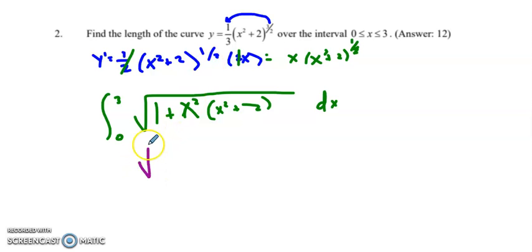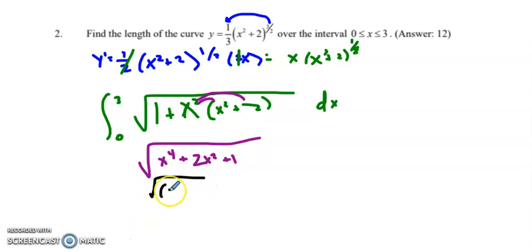And within this square root, we're going to have to multiply out, distribute the x squared first, so you're going to get x to the 4th plus 2x squared plus 1, and then that factors nicely, still under the square root, to x squared plus 1 all squared, which once I remove the square root, I get just an x squared plus 1.